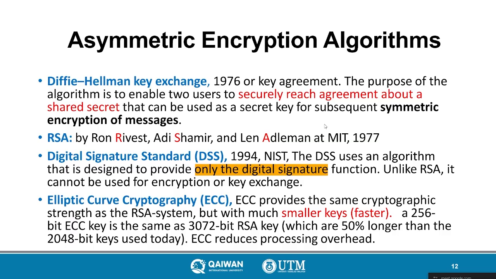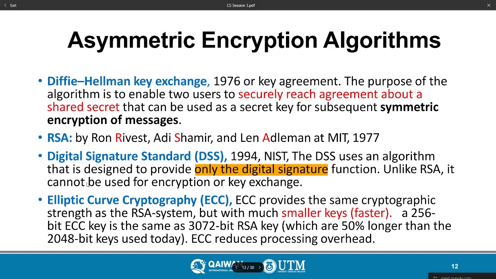A 256-bit ECC key is the same as a 3072-bit RSA key. In other words, if I use elliptic curve with a 256-bit key, it would be compared with RSA with a 3072-bit key, which is nearly 15% longer than the 2048-bit key used today. Now, ECC reduces the processing overhead.